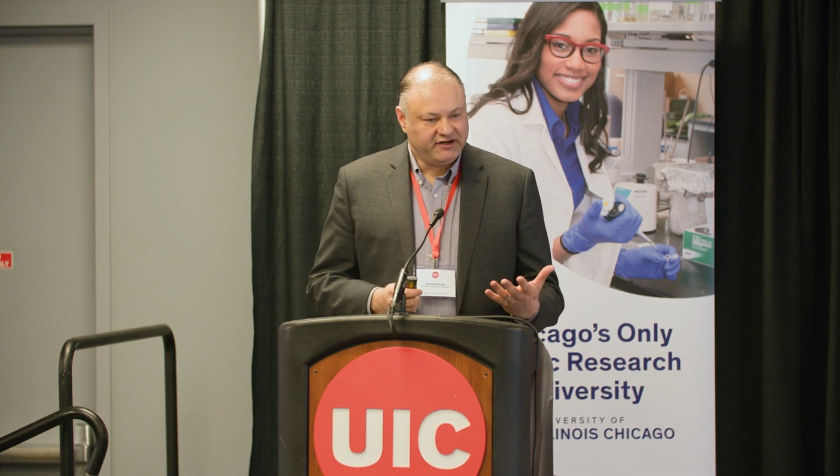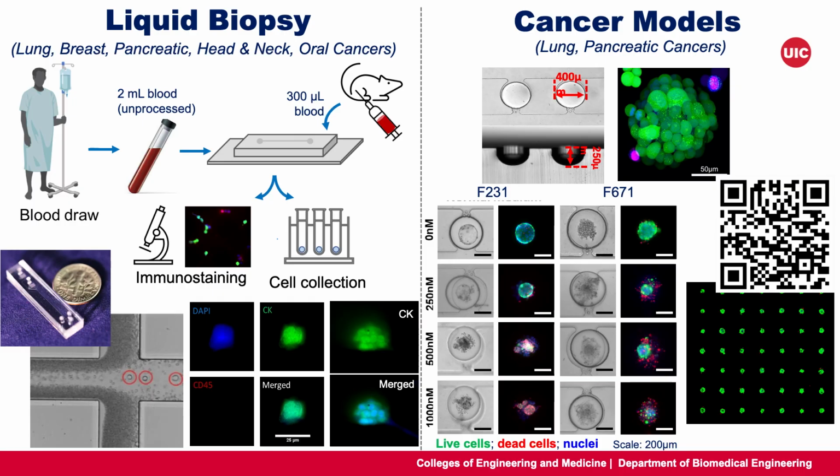So the two examples I'll share very quickly is in cancer space. So in liquid biopsy, we use microfluidic devices to isolate circulating tumor cells from patient blood. These are the cells that are shed into circulation by primary tumor, and they represent the genotype and phenotype of the primary tumor. So this approach allows us to sample the tumor without invasive biopsy procedures.